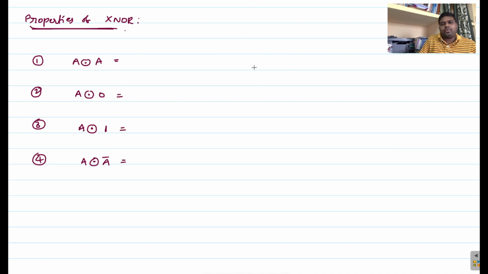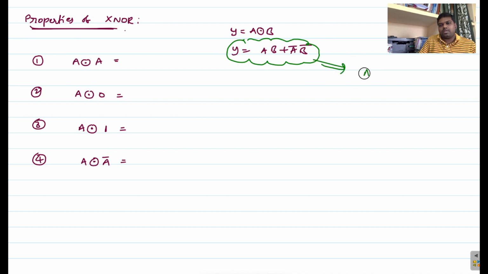So here you already know that y equals A XNOR B, that equals AB plus A bar B bar. So this is your expression, right? Already we have a condition for this XNOR logic: if both the inputs are the same, the output will become logic 1. If both the inputs are not equal, then the output will become 0. If you observe the first condition, both the inputs are the same, so the output should be 1.